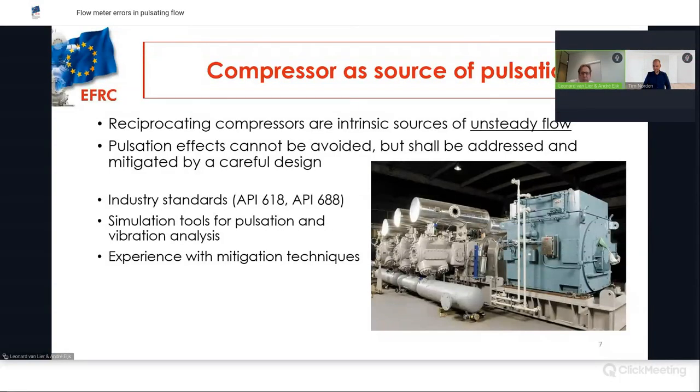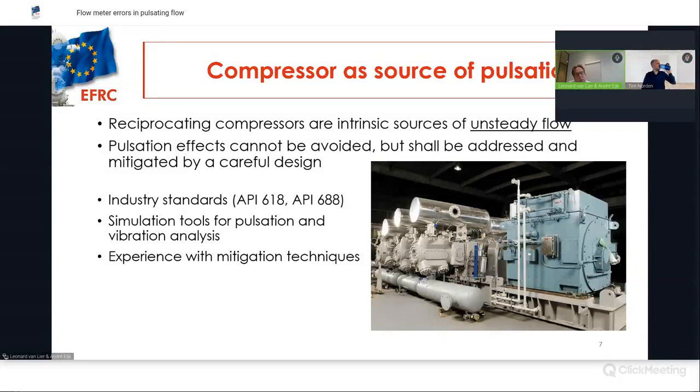Well, good afternoon. Happy to share some of my experiences on the topic of pulsations caused by reciprocating compressors. First of all, I would like to say that a reciprocating compressor is a very robust type of machinery, which has been deployed in industry for decades or even centuries. But it is also a pulsation machine. It's an intrinsic feature of the machine and the design that it gives unsteady flow. So these pulsation effects cannot be avoided, but with a careful design, you can mitigate the effects of pulsations.